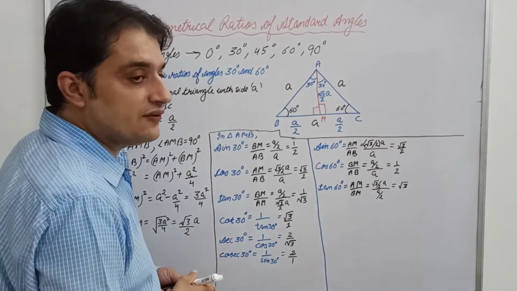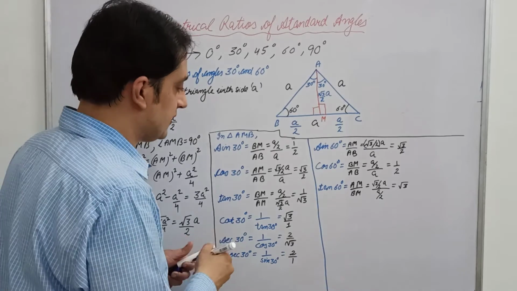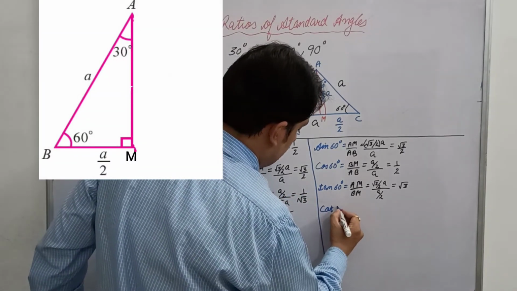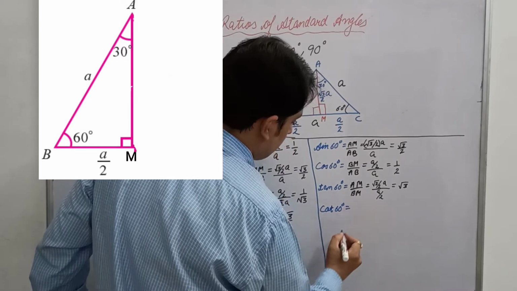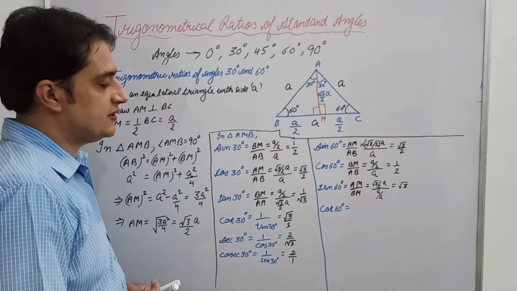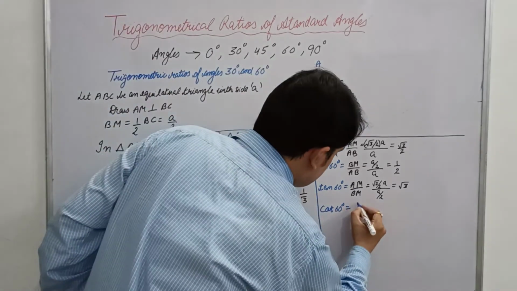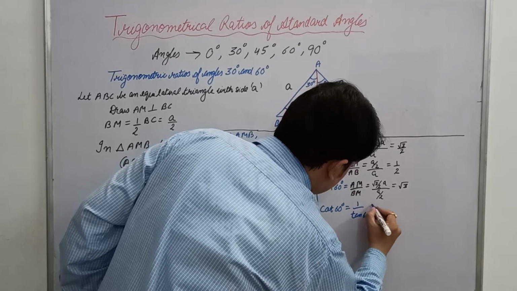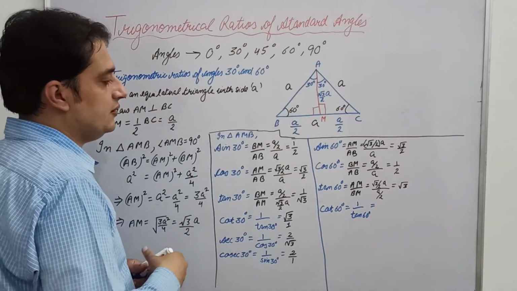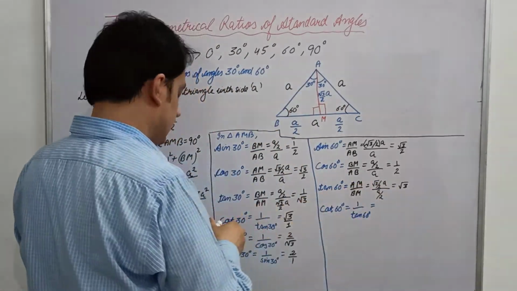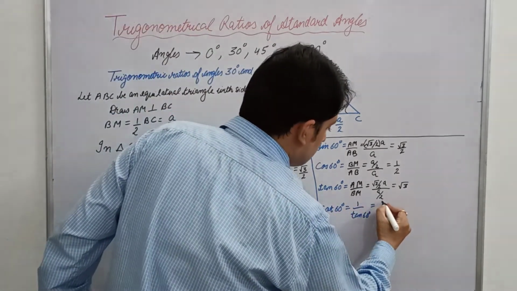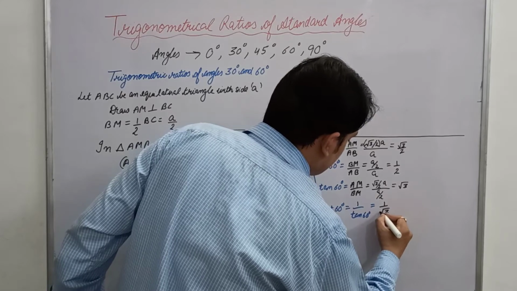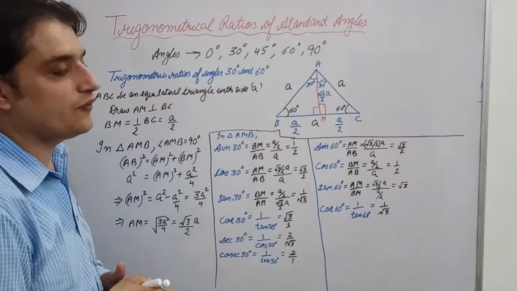Now you can easily find the values of the reciprocals. First find the reciprocal of tangent 60 degree, that is cotangent of an angle, right? Cotangent 60 degree. What's the cotangent 60 degree? That is the reciprocal of tangent. So 1 by tangent 60 degree. Tangent 60 degree, you have found the value, that is root 3. Take its reciprocal. So what is the reciprocal of root 3? That is 1 by root 3.